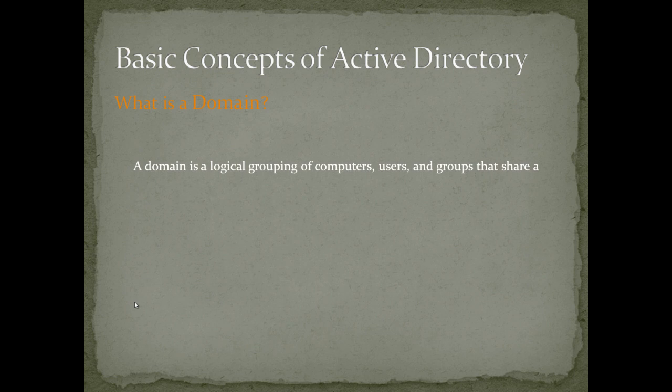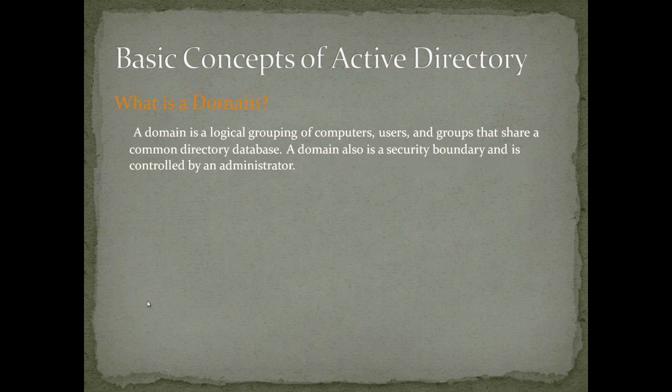And so the basic concepts of Active Directory. What is a domain? Well, a domain is a logical grouping of all your computers, users, and groups that all share a common directory database. And that is Active Directory. A directory database is just somewhere they can go to search for files, folders, users, groups, printers, whatever. And a domain is also a security boundary, and that is controlled by an administrator.